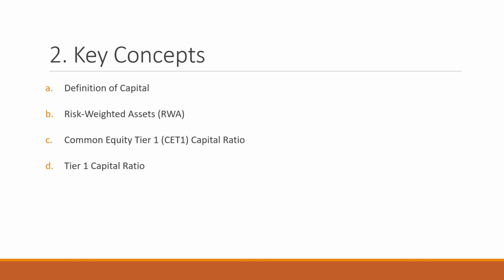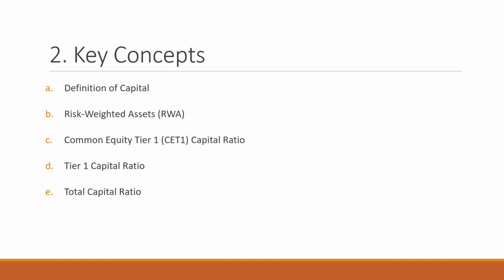Tier 1 capital ratio. The Tier 1 capital ratio is a measure of a bank's capital strength that includes CET1 capital plus other forms of Tier 1 capital, such as preferred shares. It is calculated by dividing Tier 1 capital by risk-weighted assets.